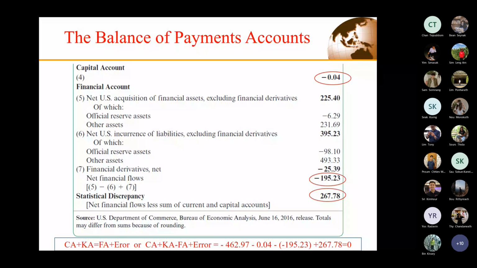Moreover, we can know whether we are receiving more foreign investment, or whether our assets in the country are being owned by foreigners more or less, compared to whether our people can earn or own foreign assets overseas. Okay, such information is available in the balance of payments.